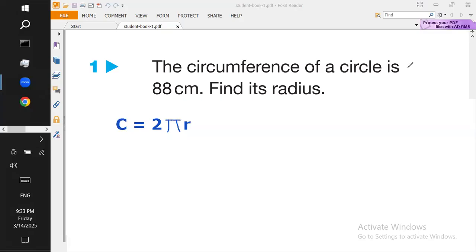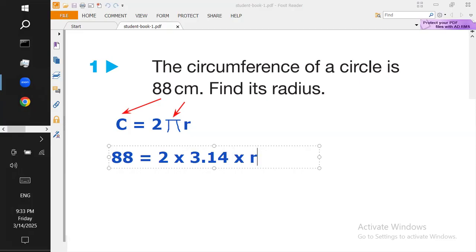Now, in the question, they gave us the circumference, which is 88 centimeters. It means I can substitute it here. And I know that pi is 3.14. It means this can help me find the radius. So I'm going to rewrite everything again with the numbers. So 88 equals 2 multiplied by pi, which is 3.14, multiplied by r.